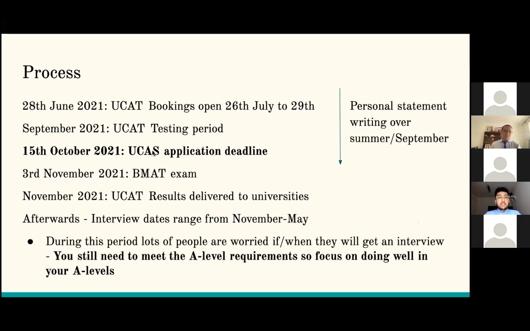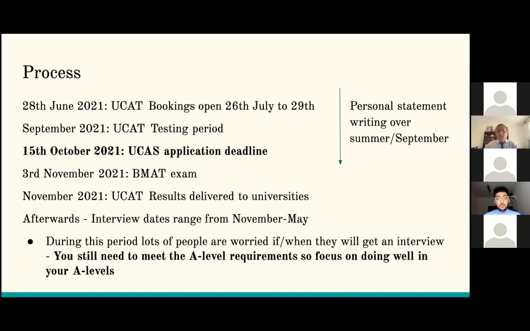So the process is, I'm just going to give an example for this year. This year we had the 28th of June for bookings for the entrance exam, which is UCAT. And then the testing period of UCAT starts in September, so that'll be when you're starting year 13, if you're in college or sixth form. And then 15th October is the deadline to submit your applications for your medical schools. I think it's a bit earlier than other degrees, I think theirs is January, but you need to be early.